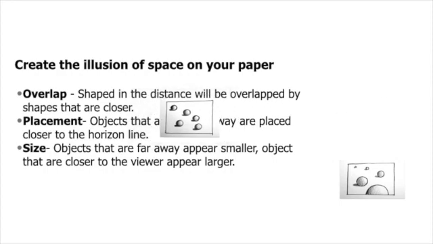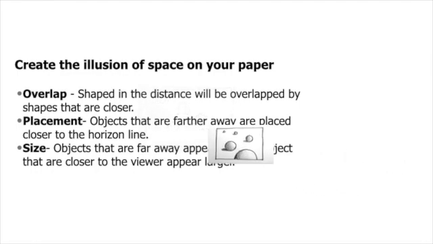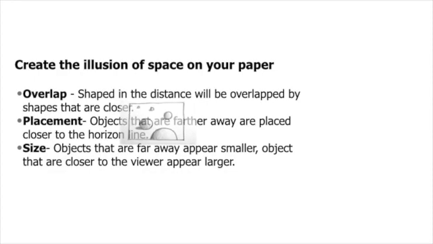The next one is placement. Objects that are further away will be placed higher on the horizon line. They will be stacked up. And the last one is size. Objects that are closer to you are going to be larger, and the ones that are further away are going to be smaller. Remember, less detail in those.